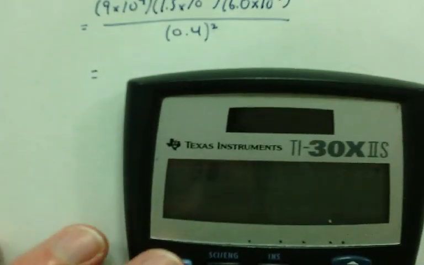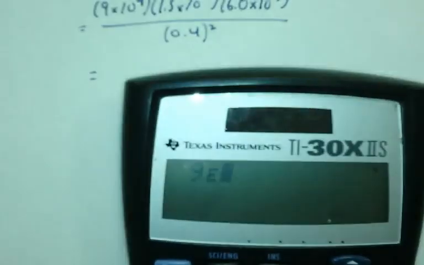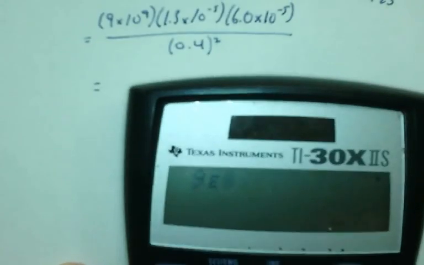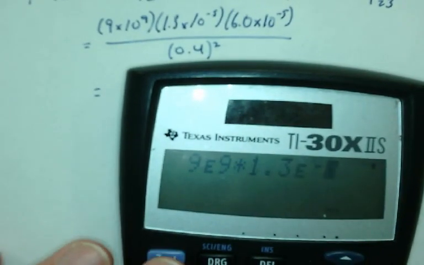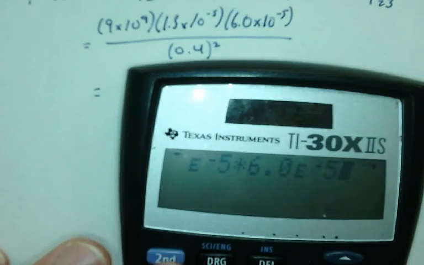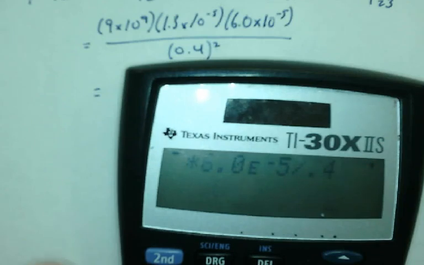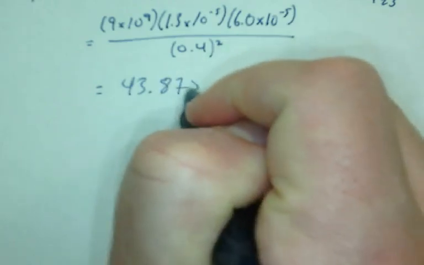So 9 times 10 to the 9th times 1.3 times 10 to the negative 5th times 6.0 times 10 to the negative 5th, divided by 0.4 squared, is 43.875 newtons.